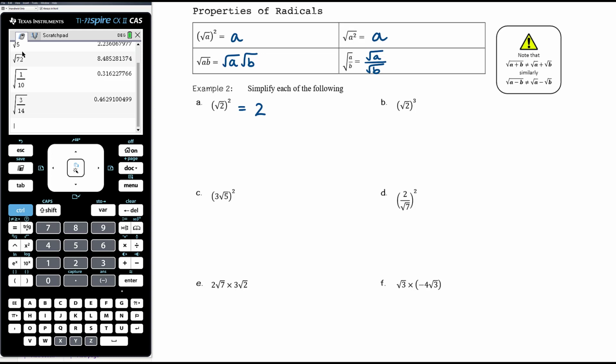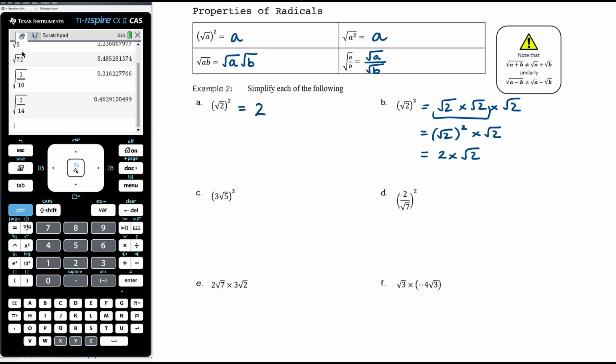Square root of 2 cubed. Now let's think about when we cube something, it's the same as squaring it and then multiplying it by itself again. So this is just root 2 times root 2 times root 2, but that is root 2 squared. So it's root 2 squared and then times root 2 again. Now we've already looked at root 2 squared over here. Root 2 squared was 2, times root 2.